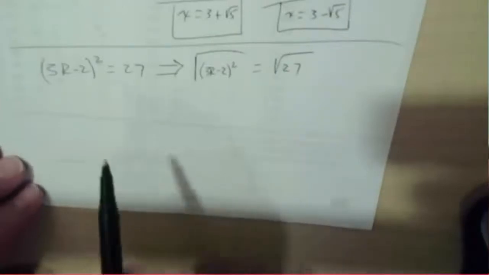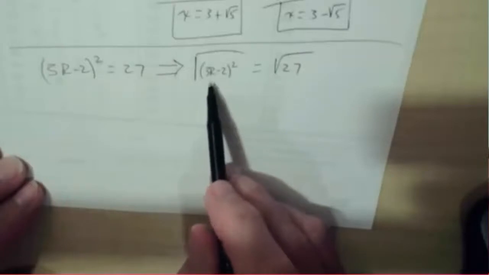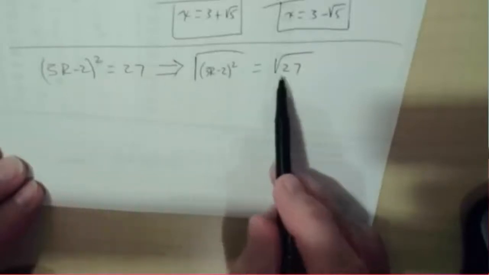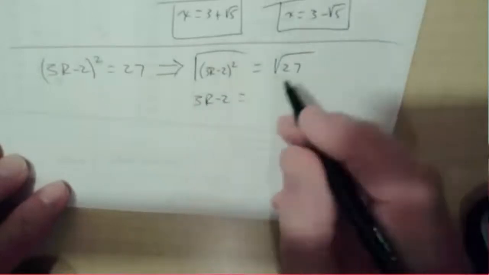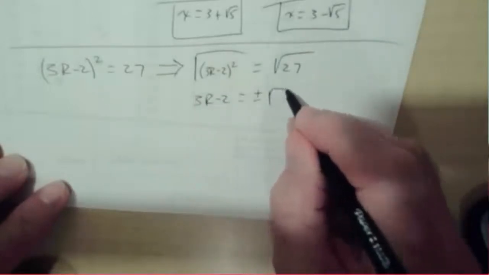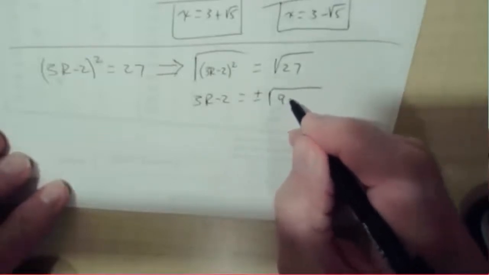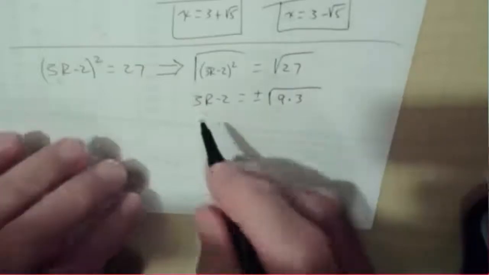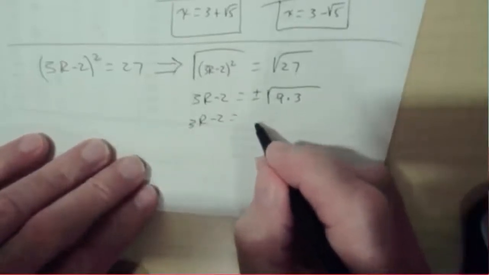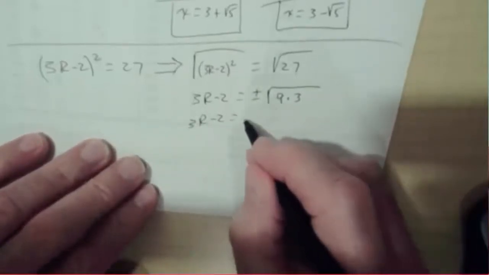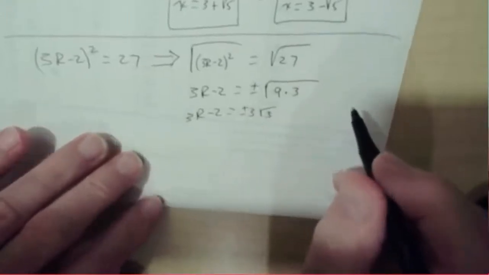Okay, now this problem, 3r minus 2 all squared equals 27. So how do we undo the square? Square root. So we get this. 3r minus 2 equals plus or minus. Now we can factor 27 into 1 as a perfect square, 9 times 3, right? So we have 3r minus 2 equals, we take this out, plus or minus 3 times the square root of 3, right?